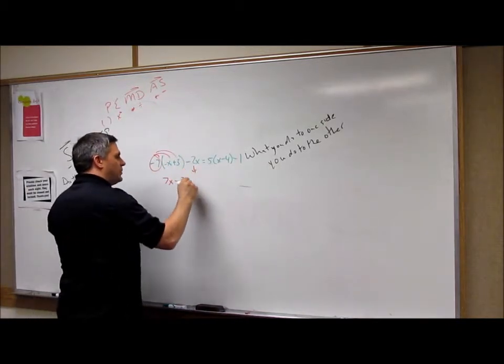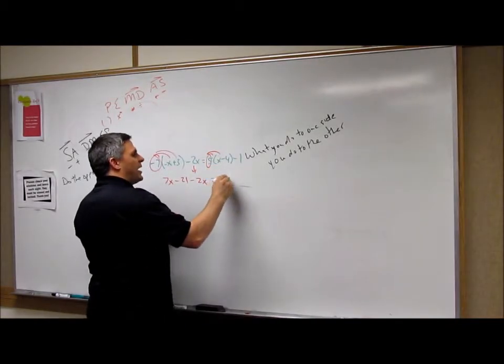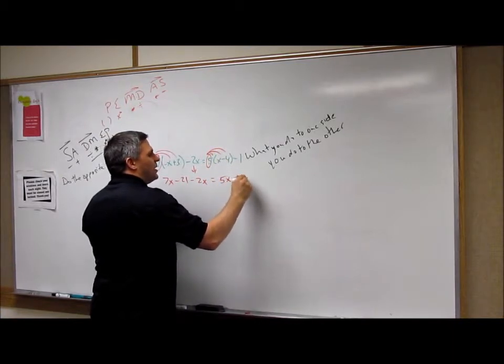Okay, and bring it down. Minus 2x equals 5x minus 20 minus 1.